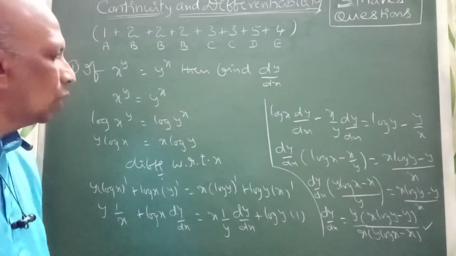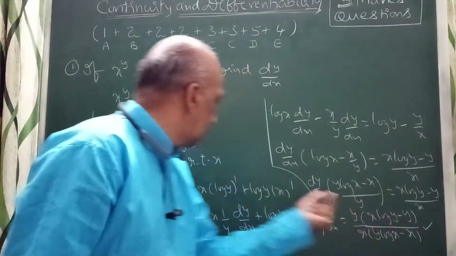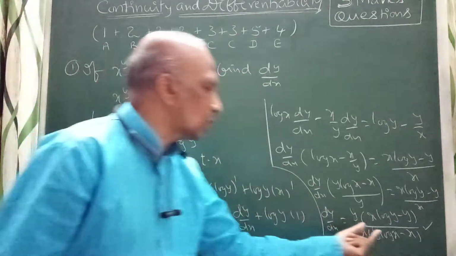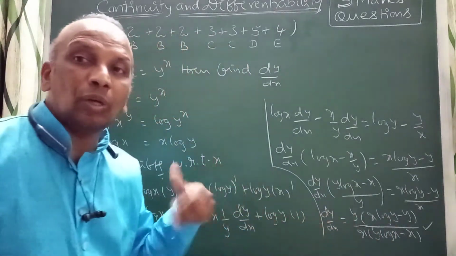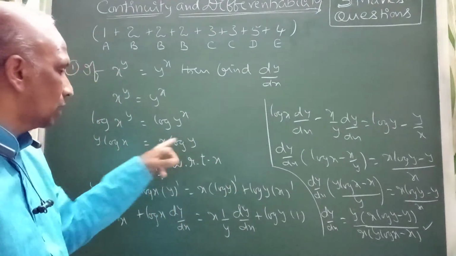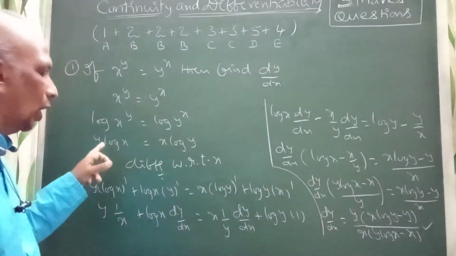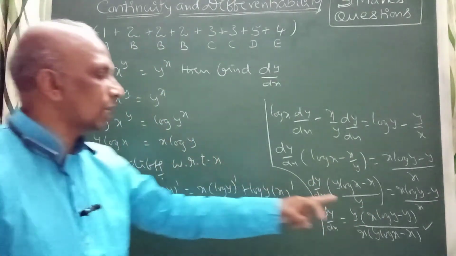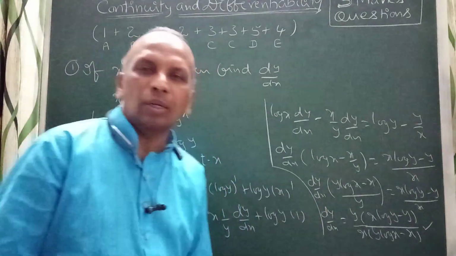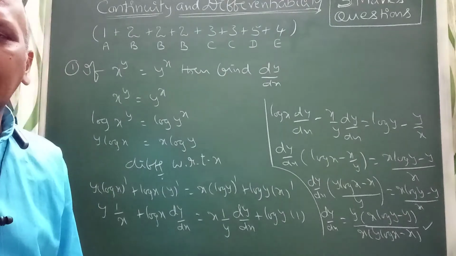Sometimes what they will do, instead of x log y, they will write y log x, or instead of y log x they will write x log y. They may change here, so they may also show that or prove that. Look into these values, we can change from this. See, x log y means y log x we can write. y log x means x log y we can write. Sometimes they may change that. You should be careful with that. Now the next problem I will explain.